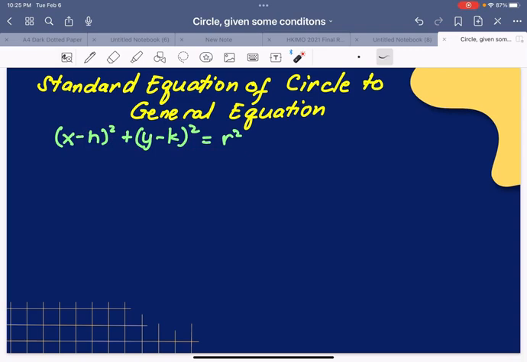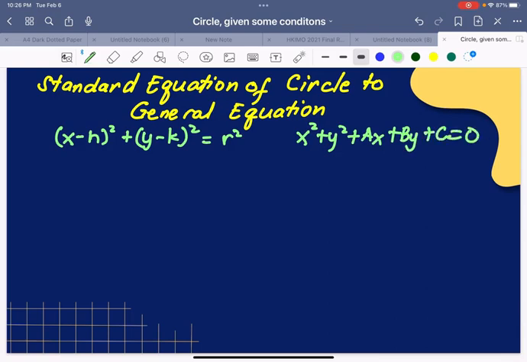So, paano natin gagawing general equation? So, ang general equation natin ay magiging x squared plus y squared plus ax plus by plus c equals to 0. So, gagawin natin na format ng ganito, yung given na standard equation. Standard equation of circle to general equation.